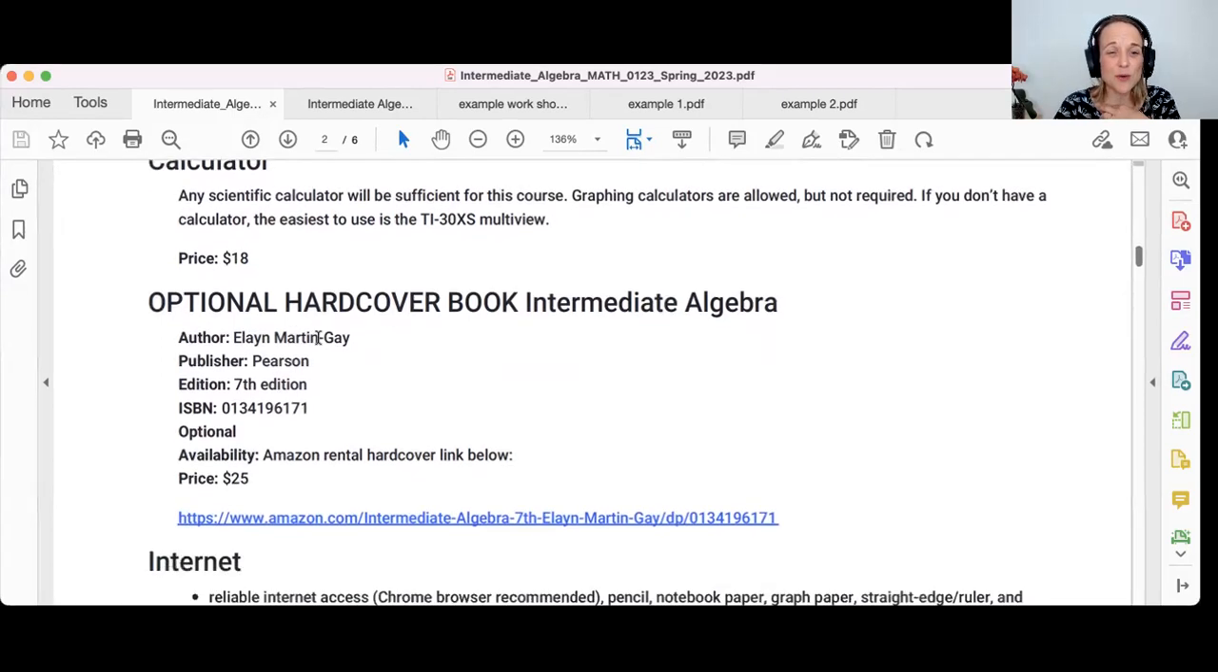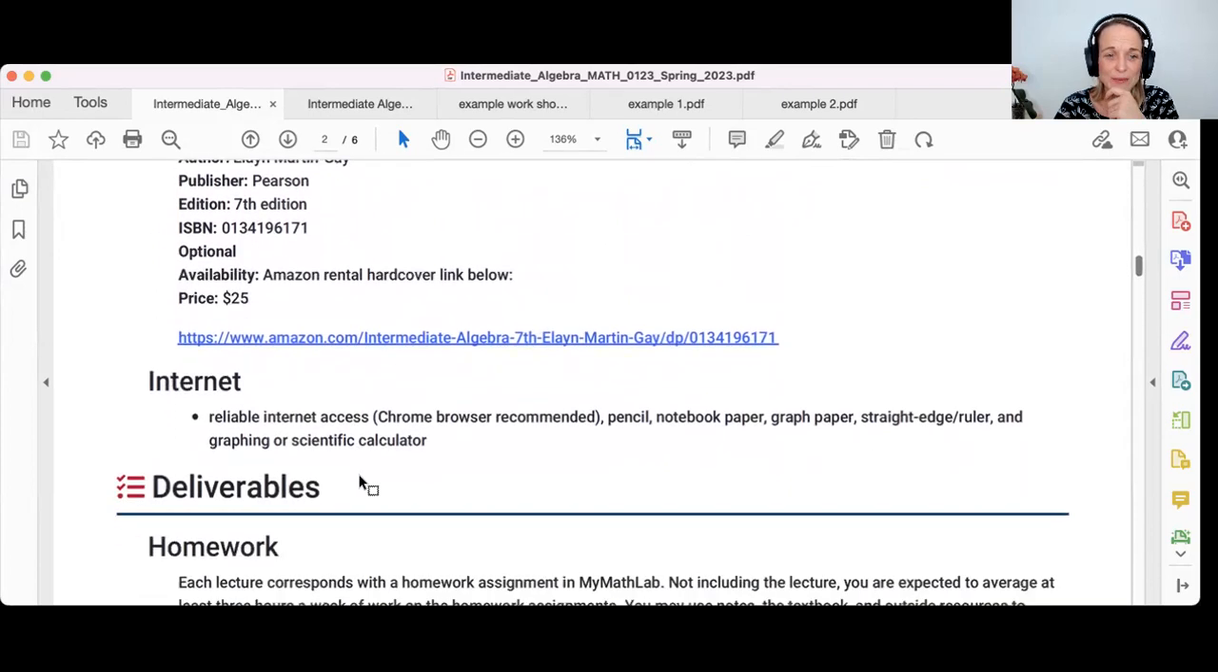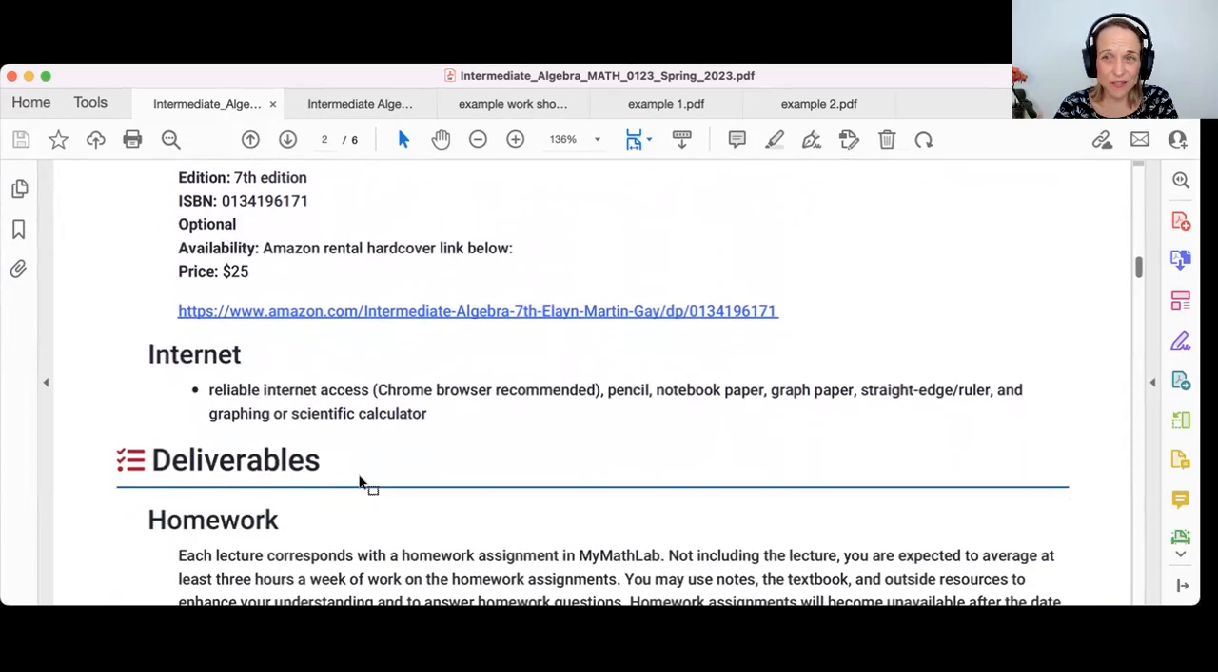All right, if you are the type of person who likes hardcover books, here's the information for our hardcover book. You can buy it, you can try to eBay it, whatever. Make sure you get the 7th edition, and here is a link to rent it for $25 until May. Make sure you have internet access, obviously.